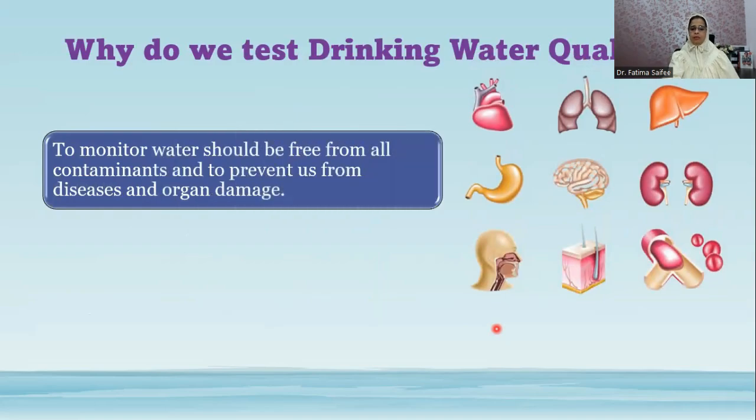Why do we test drinking water? That is one of the biggest questions. Because we want to save all our organs. That's the reason we test drinking water, to check whether there are harmful contaminants, chemicals, pesticides or microorganisms present in it. Water should be free from all contaminants to prevent disease and organ damage, because in the longer run, consuming the wrong water can damage the organs.